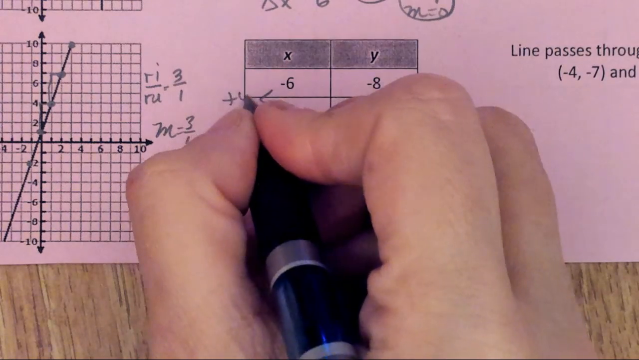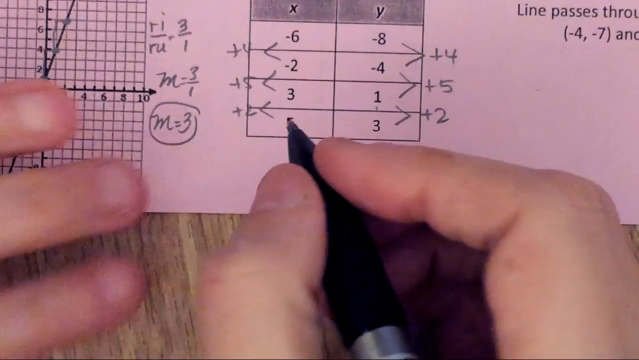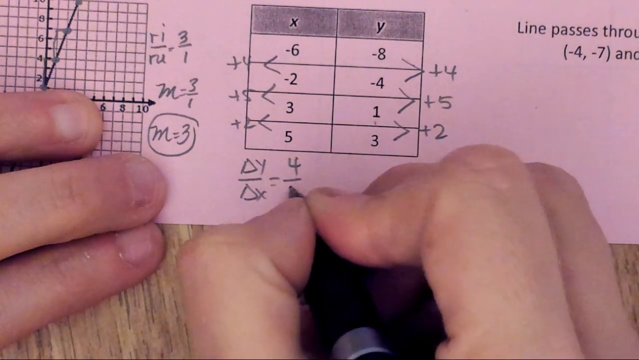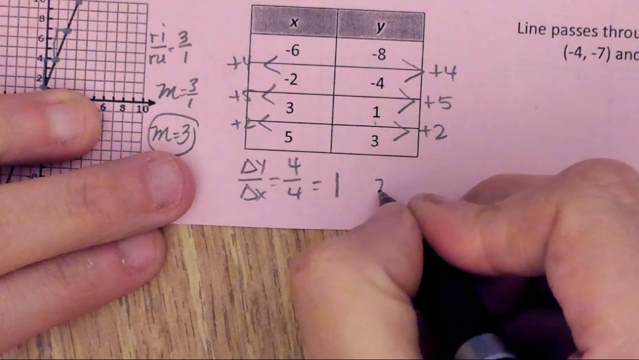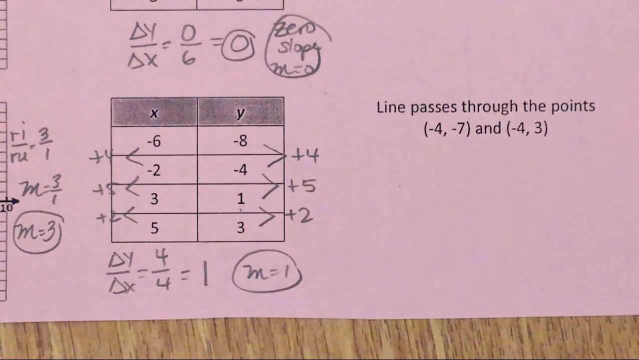I'm going to add 4, add 5, add 2, and my delta y over delta x is 4 over 4, which is 1. So my slope is 1. Okay, so that wasn't so bad.